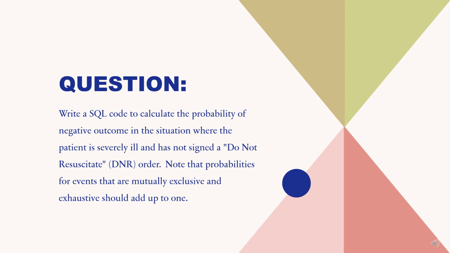We will be solving the following problem. Write a SQL code to calculate the probability of a negative outcome in the situation where the patient is severely ill and has not signed a do not resuscitate order. Note that probabilities for events that are mutually exclusive and exhaustive should add up to 1.